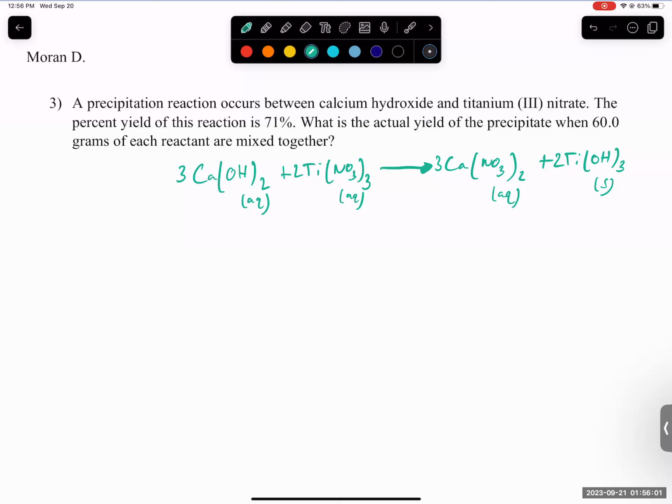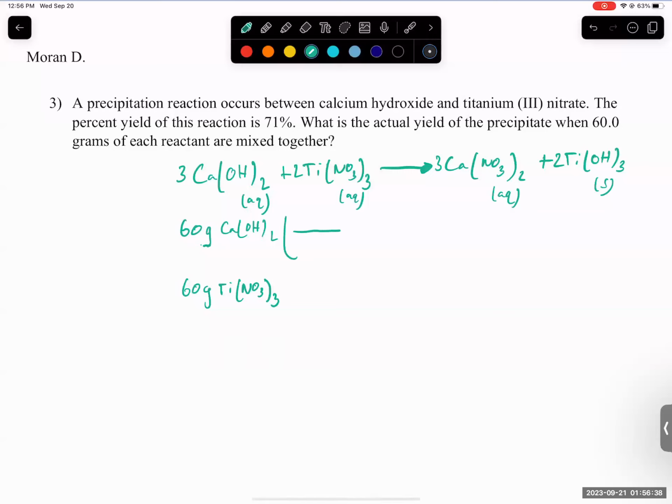All right. So 60 grams of each reactant is mixed together. What does that tell you? Moles what? What type of reactant? The limiting reactant. You gotta find the moles of the limiting reactant. So 60 grams of calcium hydroxide and 60 grams of titanium 3 nitrate. Again, I'm doing both at the same time.